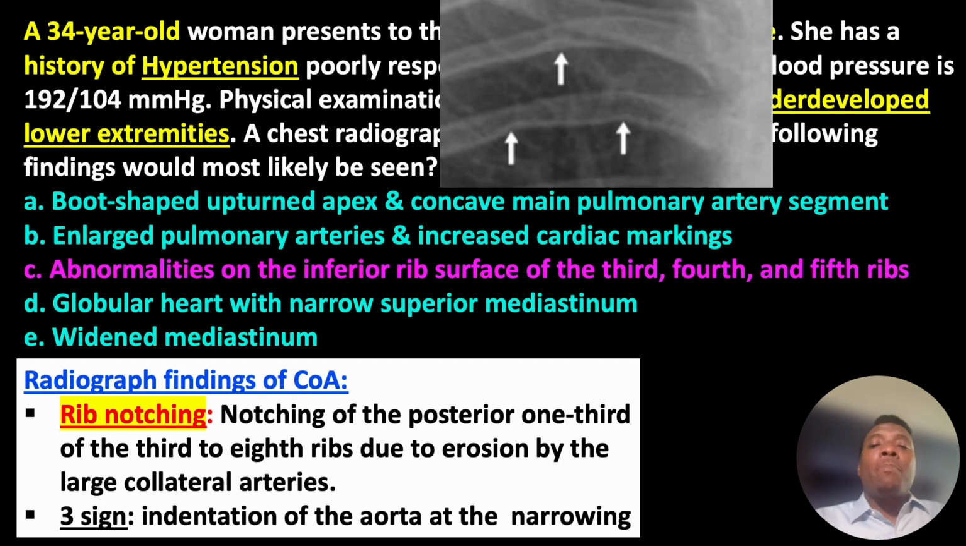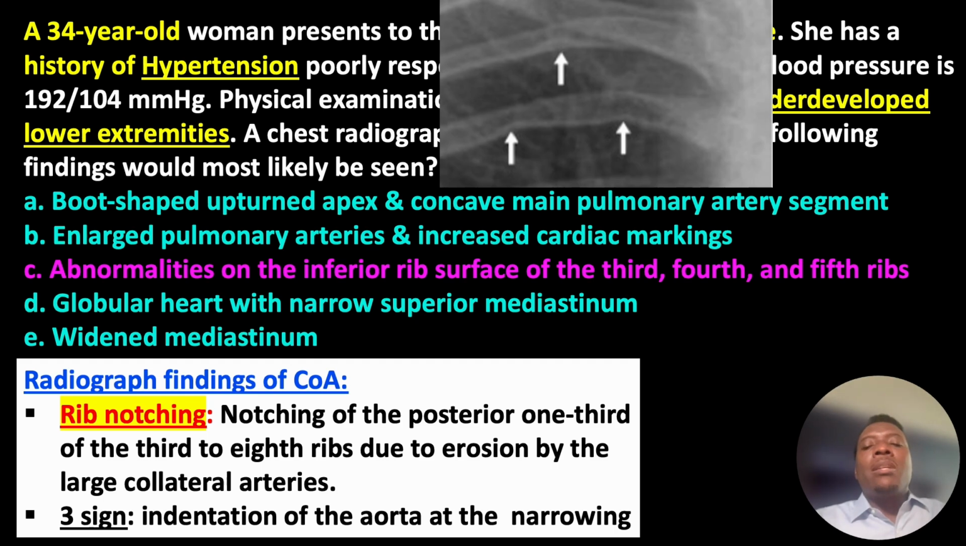Choice A, boot-shaped heart, is hallmark for tetralogy of Fallot, which is a cyanotic heart disease. Enlarged pulmonary arteries with increased cardiac markings could be seen with pulmonary hypertension in neonates with coarctation or in other conditions that cause pulmonary hypertension.